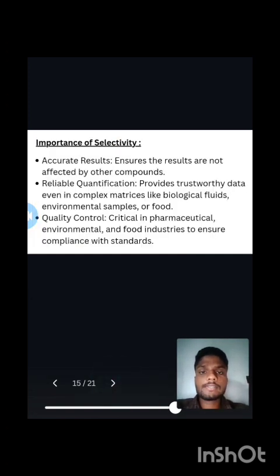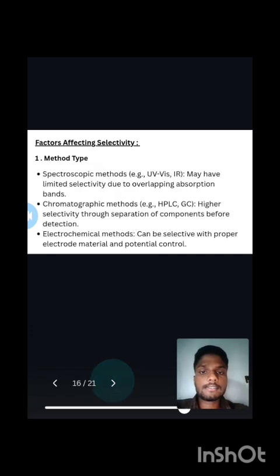Next one is importance of selectivity: accurate result, reliable quantification and quality control. First one is accurate result. It ensures the results are not affected by other components. And reliable quantification provides trustworthy data even in complex matrices like biological fluids, environmental samples and food. Quality control is critical in pharmaceutical, environmental and food industries, ensuring compliance with standards.